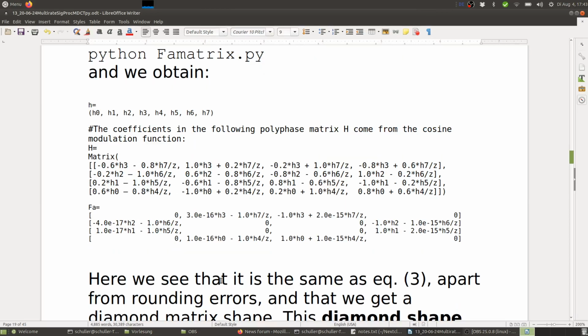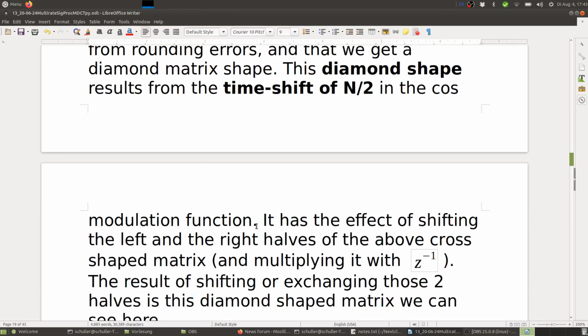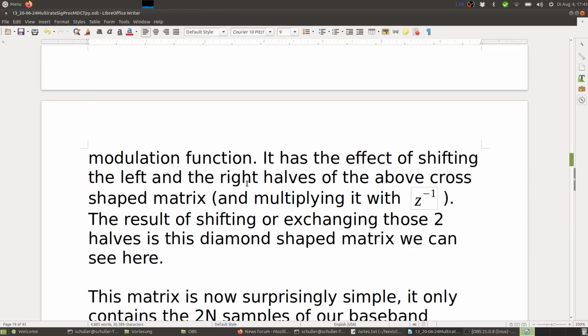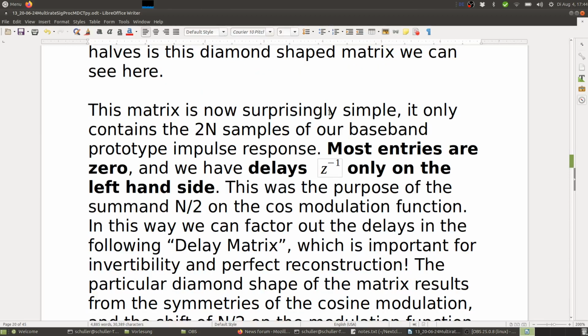So this is exactly as we saw before. Here we see that it is the same as equation 3, apart from the rounding errors, and that we get a diamond shape. This diamond shape results from the time shift of n/2 in the cosine modulation function. It has the effect of shifting the left and right halves of the above cross-shaped matrix, and then multiplying with z to the -1 in the crossover point. The result of shifting or exchanging those two halves is this diamond-shaped matrix we can see here. Right? So this matrix is now surprisingly simple.